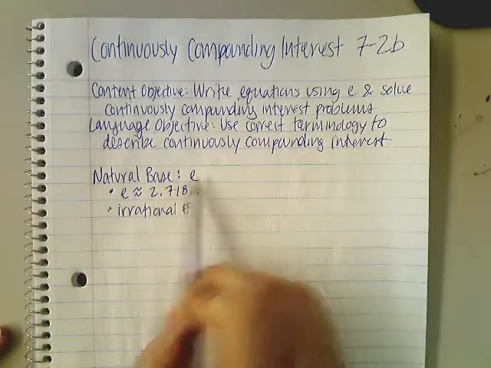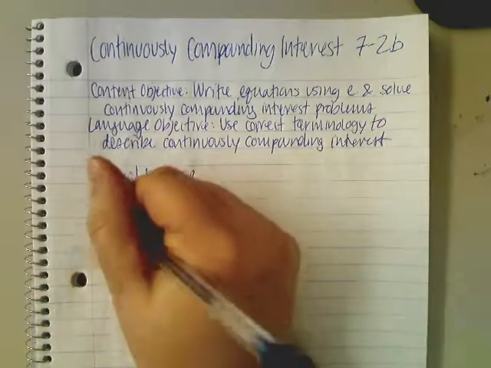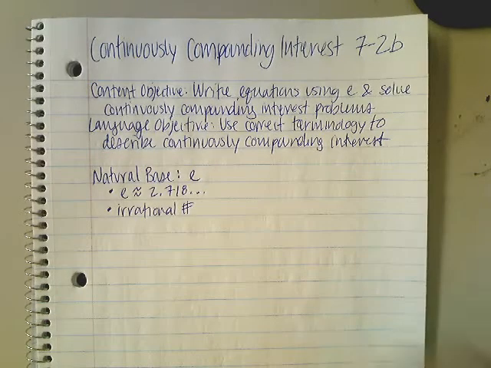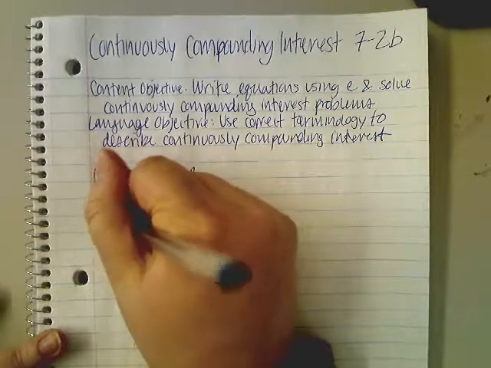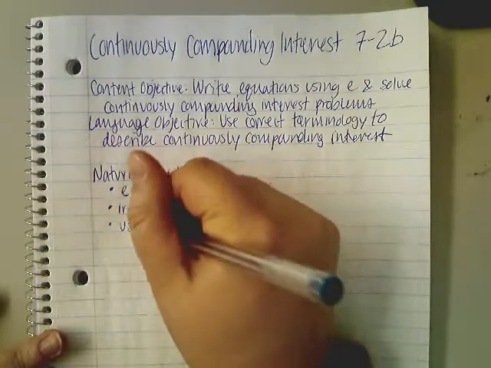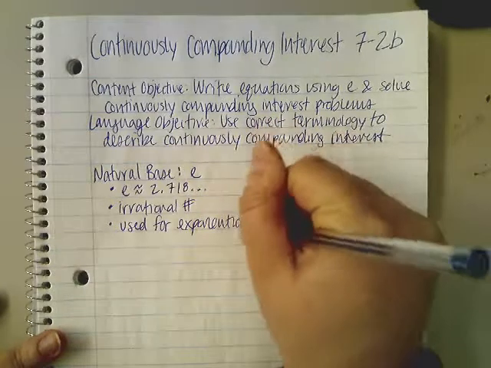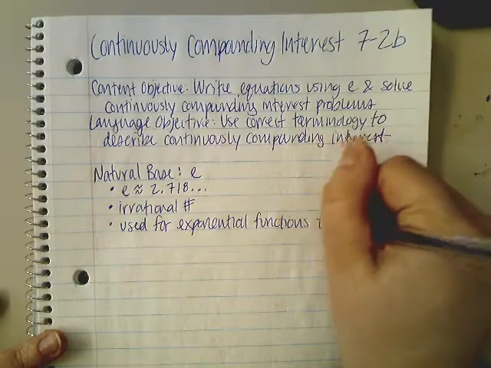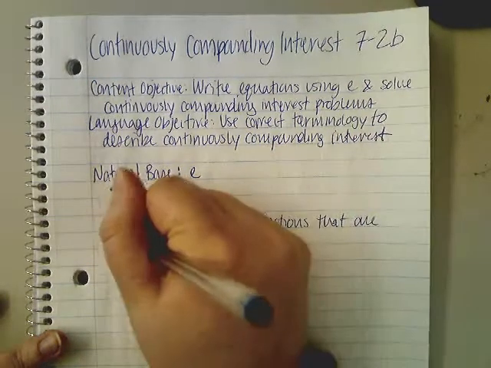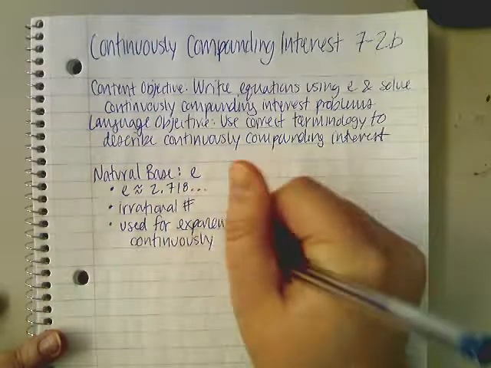So that's why it gets a special letter to represent it, because it is an important irrational number that's used in problems. Again, represented by E, and it's referred to as the natural base. So we're talking about it now because it's used as the base for exponential functions that are continuously compounding. I'm guessing some of you are wondering, well, what does compounding mean? And we'll talk about that in a second.